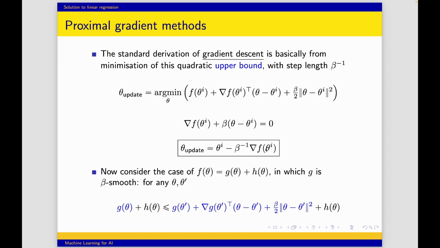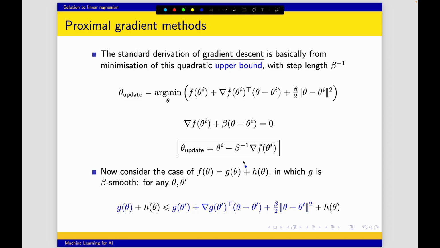Okay, so where are we now? So now let's go to the case that we're actually interested in. We're going to look at the case where f of theta is some function g of theta plus another function h of theta, in which g we are going to assume is beta smooth. H we're going to assume is not differentiable at all. Or in the problems that we look at, for example, Lasso, H will not be differentiable, but G will be. So what kind of functions are we talking about?